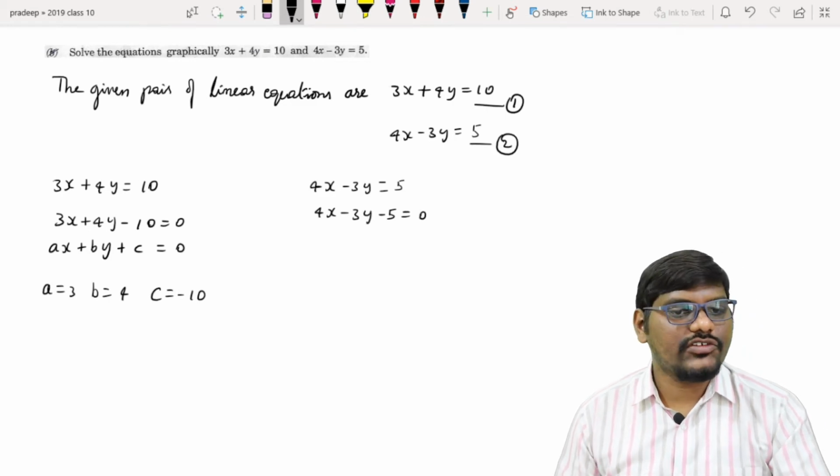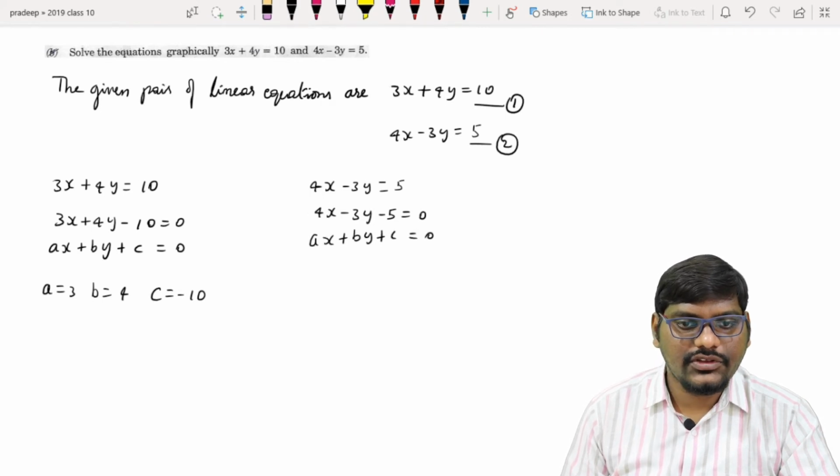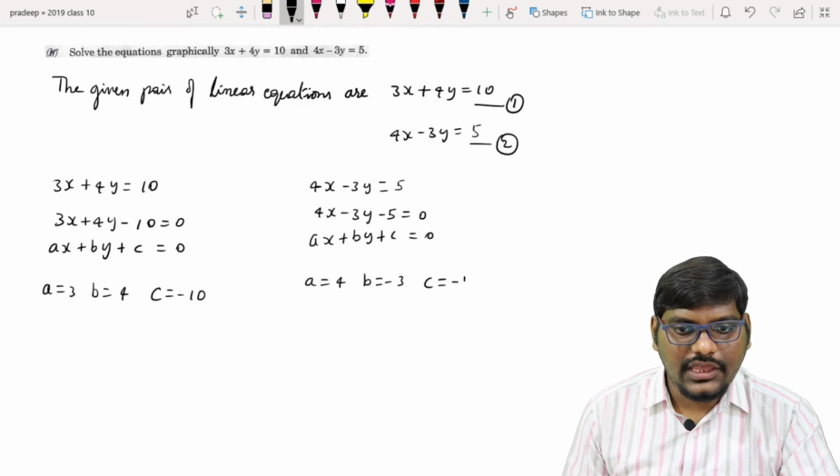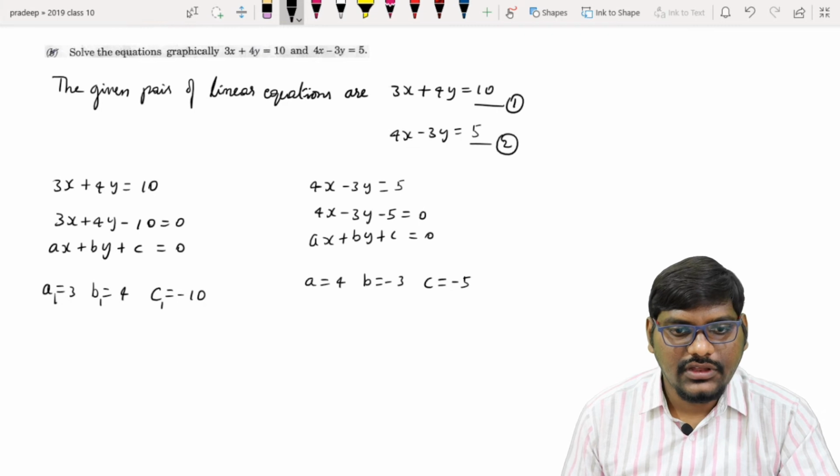So what is the general equation for linear form? That is ax plus by plus c equal to 0. So now I represent this. A is representing 4 here, B is representing minus 3 and C is representing minus 5. As this is the first equation, this is A1, B1, C1. This is the second equation, A2, B2, C2.